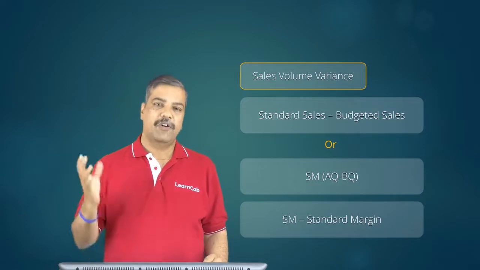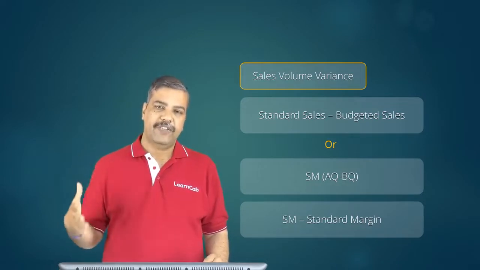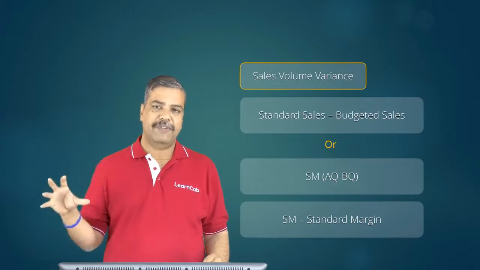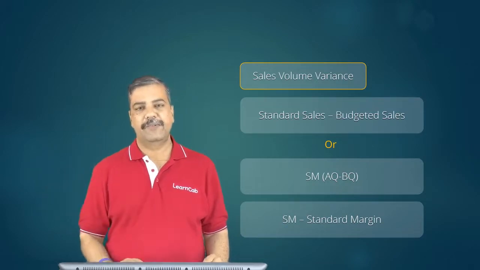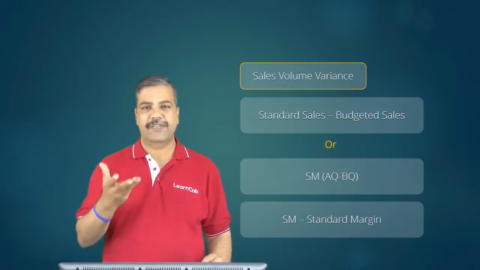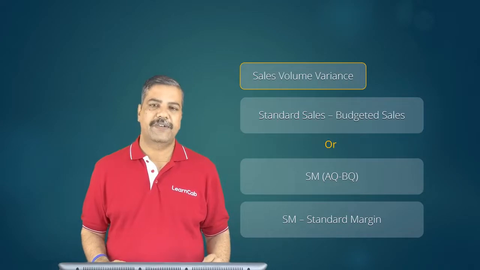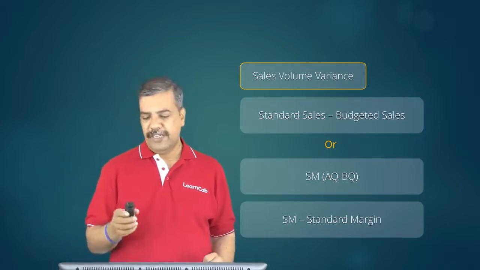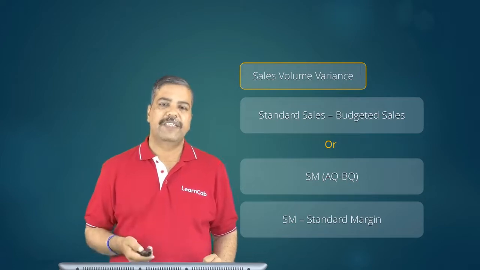So SM, open the bracket, AQ minus BQ, actual quantity minus budgeted quantity. You can get the budgeted quantity from the budget, and the actual quantity from actual figures, quarter figures, half yearly figures or yearly figures, whatever volume of sales you have done. If you do it, then you can get the sales volume variance.